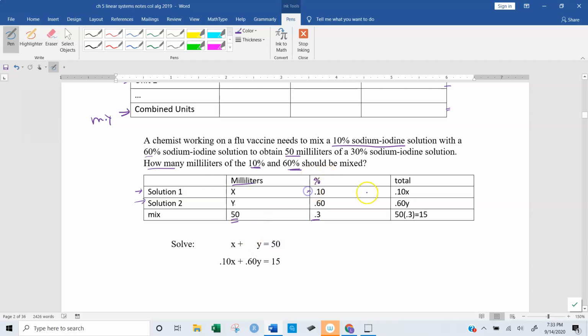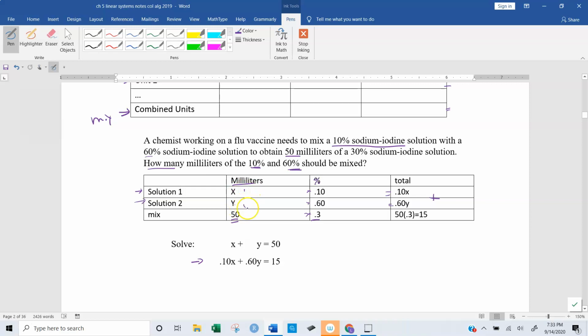So I'm going to multiply, and I get 0.10x here. Multiply here, that's 0.6y. Multiply here, and I got 15. So I know 0.10x plus 0.60y equals 15. That's my equation. A lot of times, this here will be all I will need when I create this, but this time, the variables are up in here. So let's see what we got.